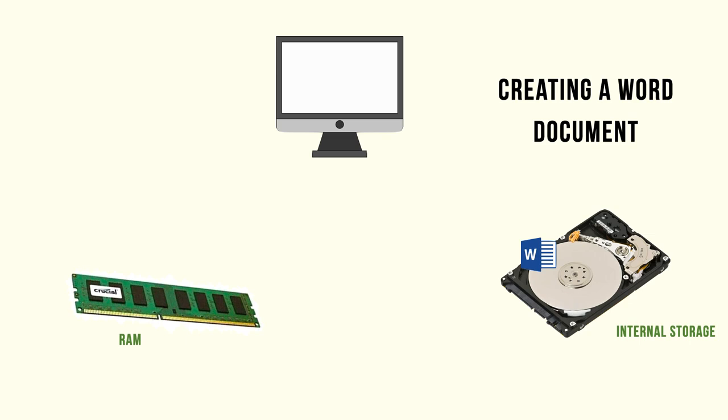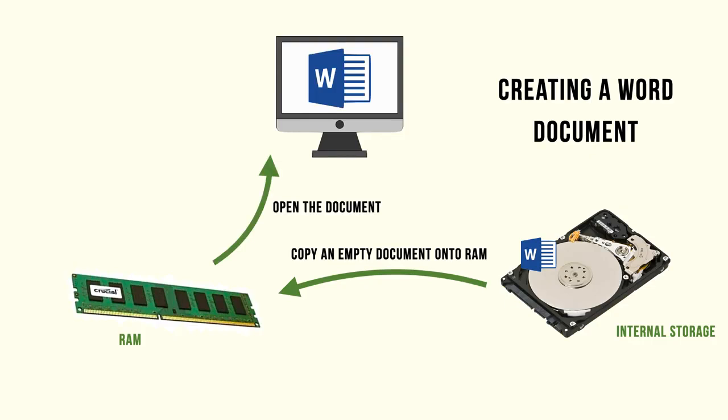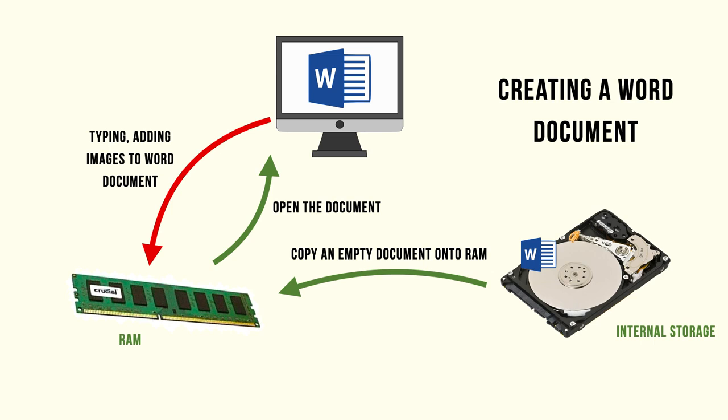Let's say you're trying to create a Word document and your internal storage device stores the Word application. When you go to create a Word document, it copies the application software and an empty document onto the RAM, which will then open on your client computer, on your client monitor, when you press it. And let's say you type a sentence or add some images to the Word document. Essentially, you're adding a few bytes of Word or image data onto the RAM. So it doesn't go directly to the internal storage yet.